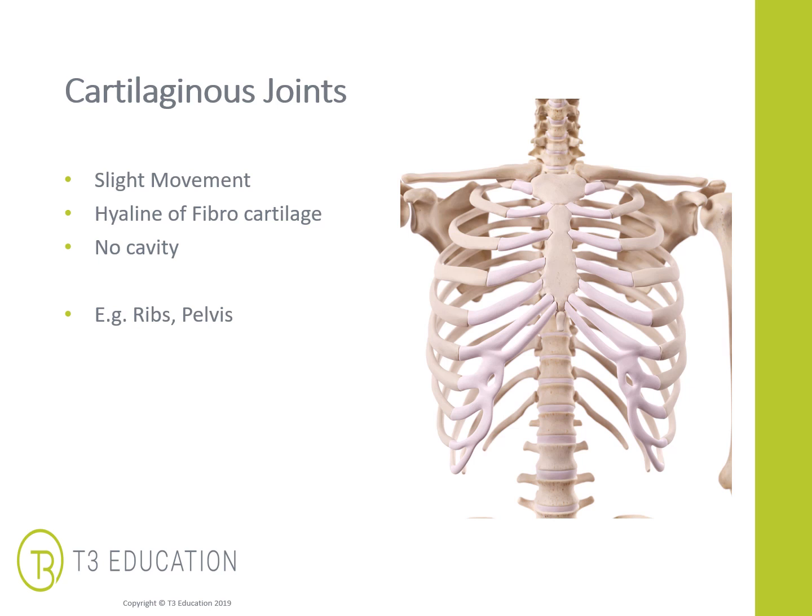So as we have here, this is called a costal cartilage, and it allows for some, but not very much movement between the joints. Other examples are adjacent vertebra. We have intervertebral discs, and also the two pubic bones of the pelvis where they join at the front at the pubic symphysis.